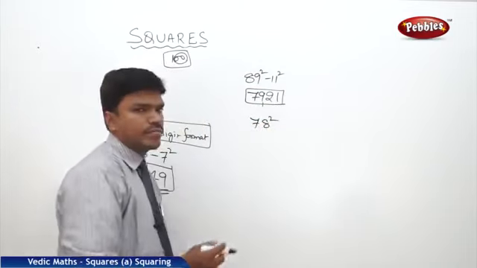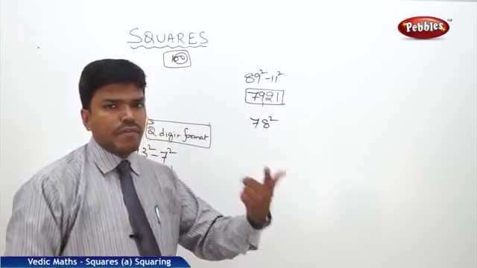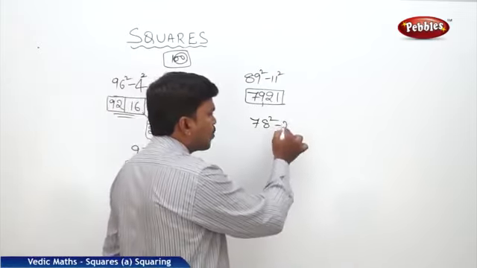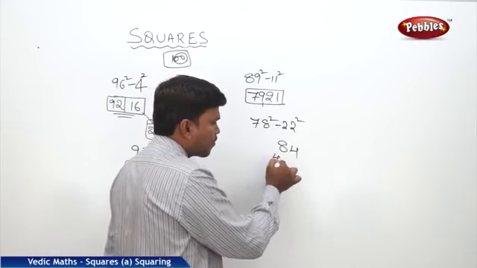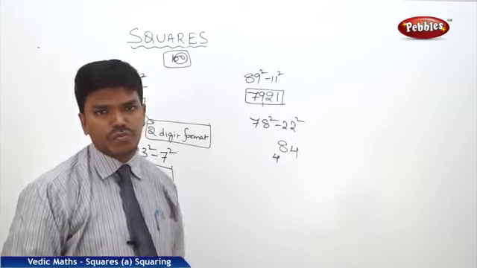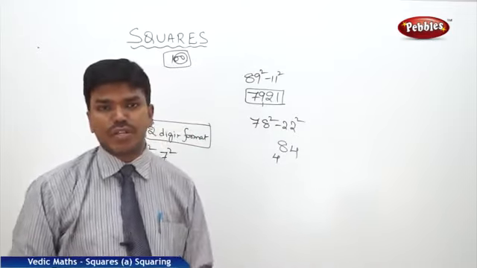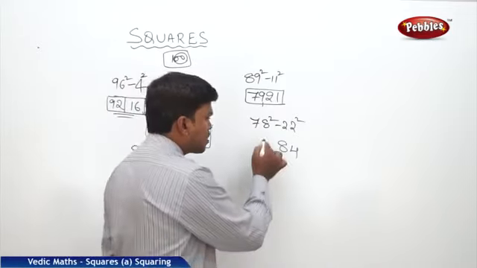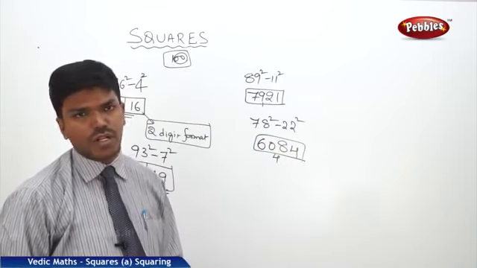I need 78 square. Now 78 square, if you compare with 100, it is 22 less. What is 22 square? 484. That is, dropping 84 and carrying 4 to the next number. 78 minus 22, to get the left side part. How much? 56. 56 plus 4? 60. Don't forget the carry. So your answer is 6084.